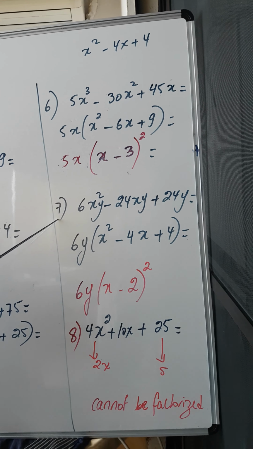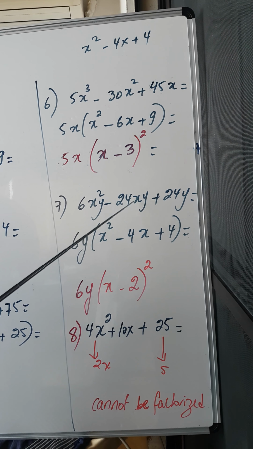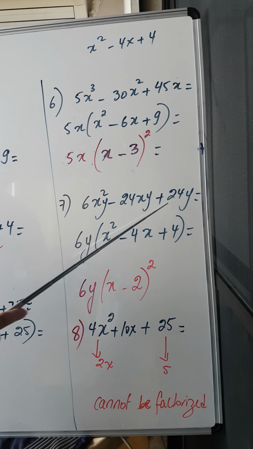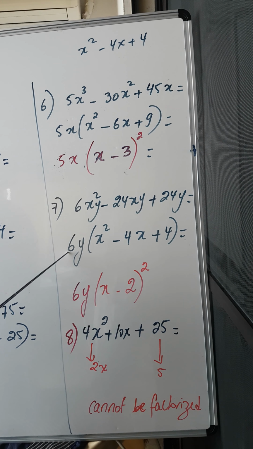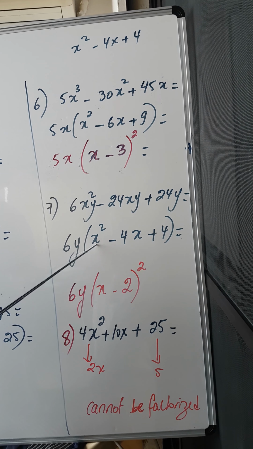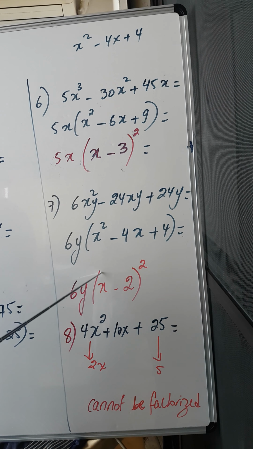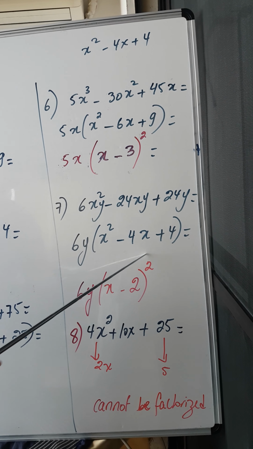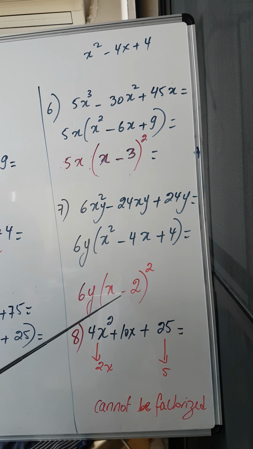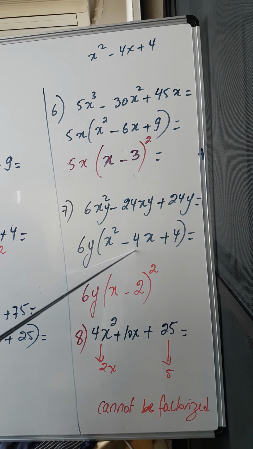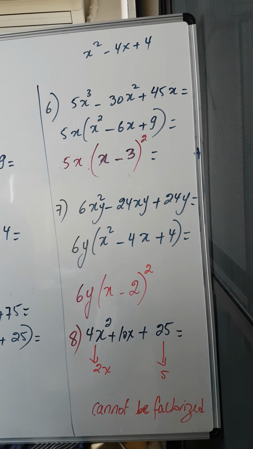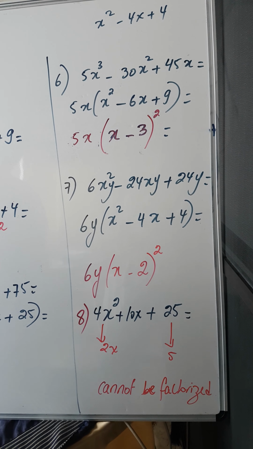In number 7, I have 3 terms. I can factorize 6y outside. I will be left with this. Square root of x squared is x. Square root of 4 is 2. X times minus 2 times 2 is minus 4x, so this is a perfect square trinomial.